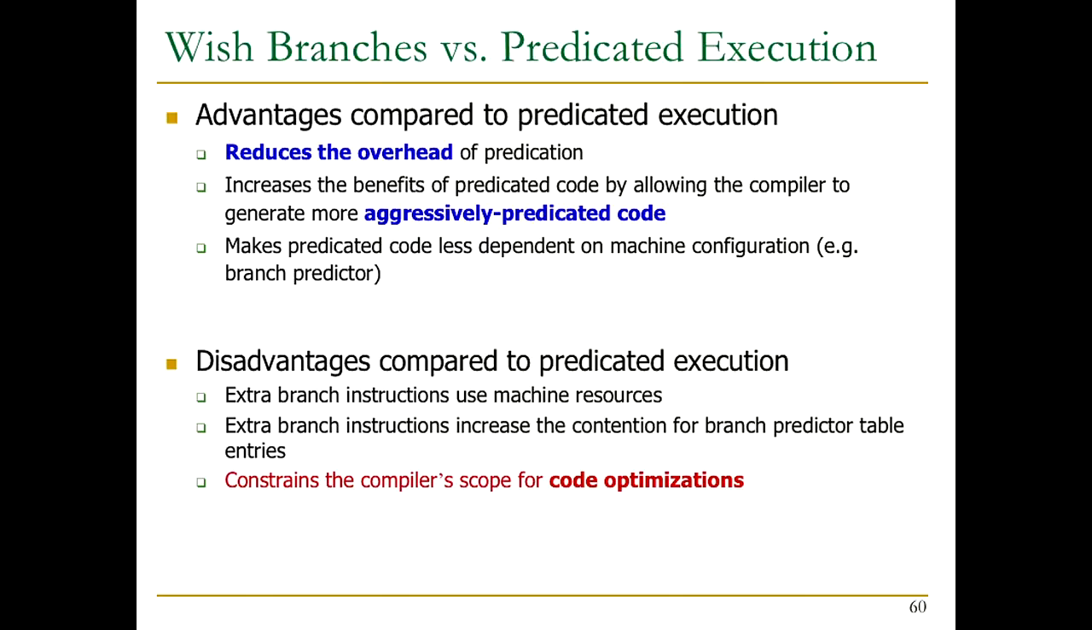Now you have extra branch instructions, right? Predicate execution eliminates those. Extra branch instructions increase contention for the branch predictor table. You don't get the benefits from reducing the contention on the branch predictor table because you still need to predict them. Or at least you still need to figure out somehow, do confidence estimation on these. And clearly, we constrain the compiler scope for code optimizations by getting rid of the sequential nature of predicated code.